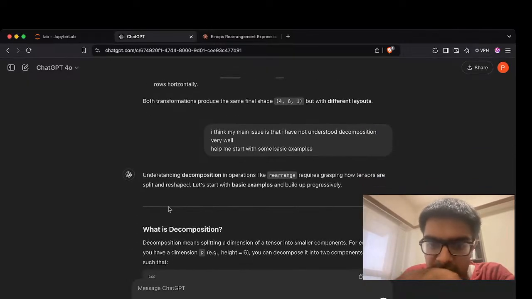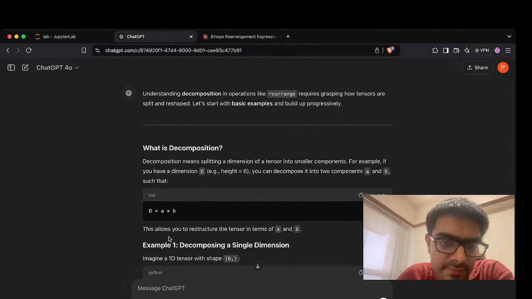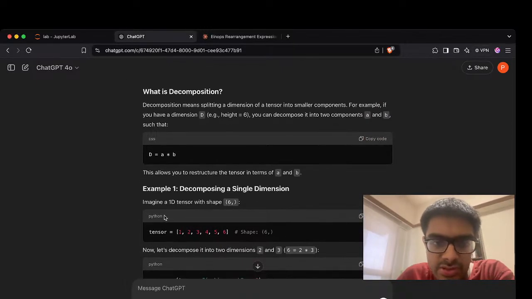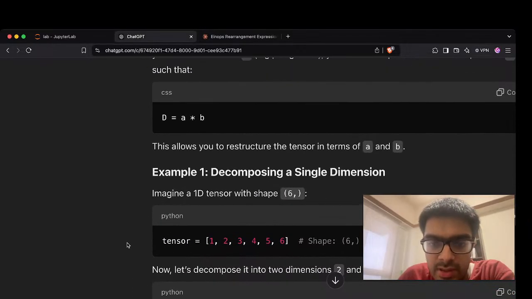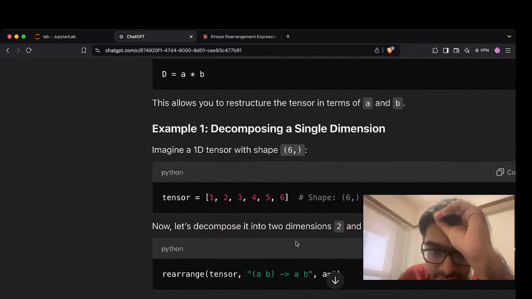So let's start. We split it up into 2 components, right? We decompose a single dimension tensor. This is our tensor, which is 2 by 3, which means I'll have 1, 2, 3, 4, 5, 6, right? 2 by 3, 1, 2, 3, 4, 5, 6.